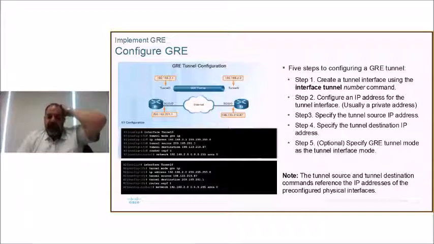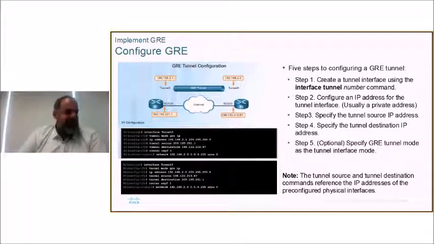So how do we create a GRE tunnel? You need to create a tunnel interface with the command interface tunnel and the number, and in this case, it's tunnel 0. Then with step 2, you configure an IP address on that tunnel interface. You then specify the tunnel source. Now, in this slide it says you give a source IP address, but in Packet Tracer, it wants a source interface, like S0/0/0 or whatever it might be. Then you specify the tunnel destination IP address, so that's on the other end of your link.